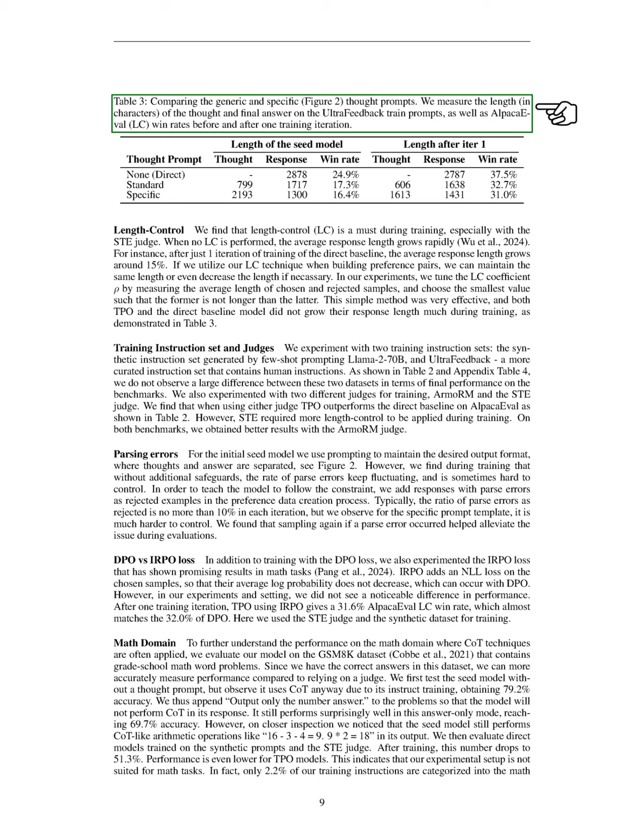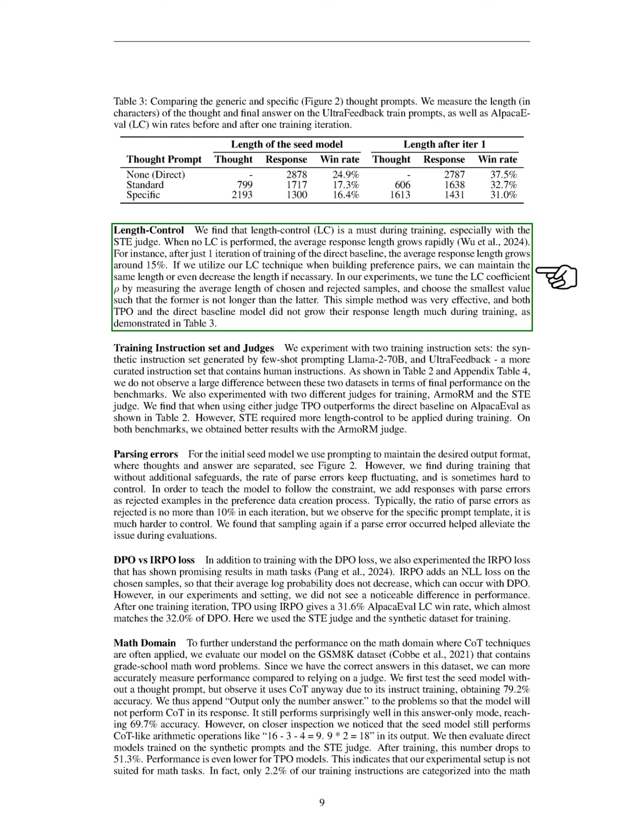Section: Length Control. In this section, we discuss length control, LC, and its importance during training, particularly with the STE judge. We observe that without LC, the average response length increases significantly. For example, after just one training iteration of the direct baseline, the average response length rises by about 15%.